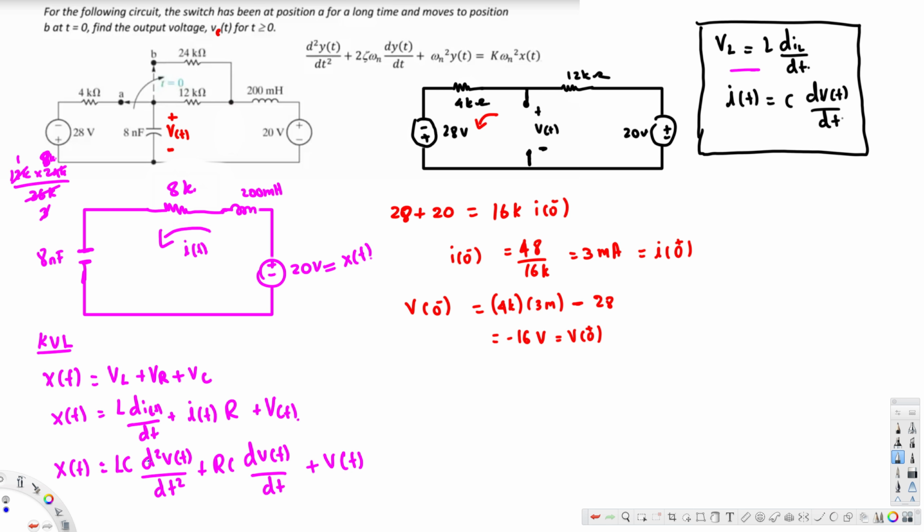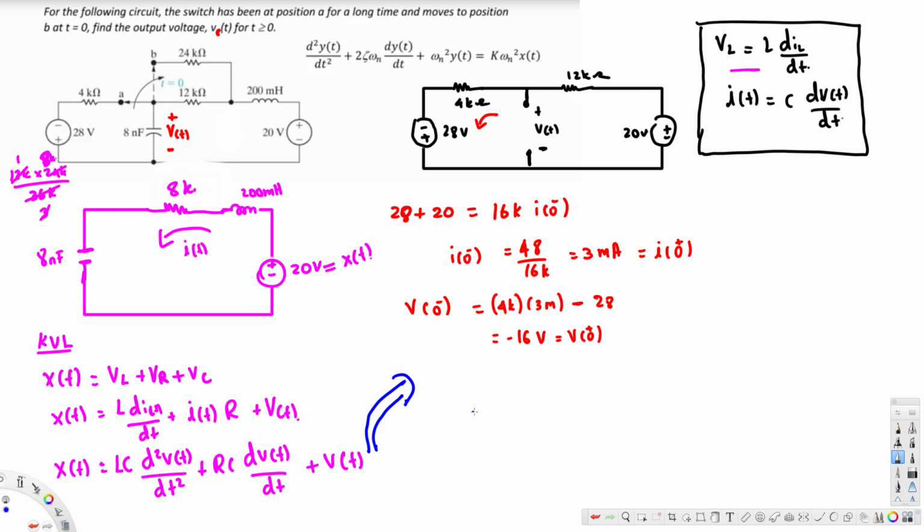Now the next thing is we have to bring it to standard form, because this is not in standard form. If you look at this, here we have a coefficient in front of the highest order term. We shouldn't have that. So in order to get rid of it, we divide everything by LC. In that way we will have a standard second order differential equation. Okay, so let's go ahead and do that right here.